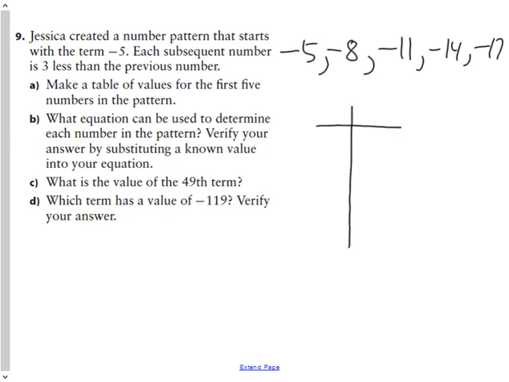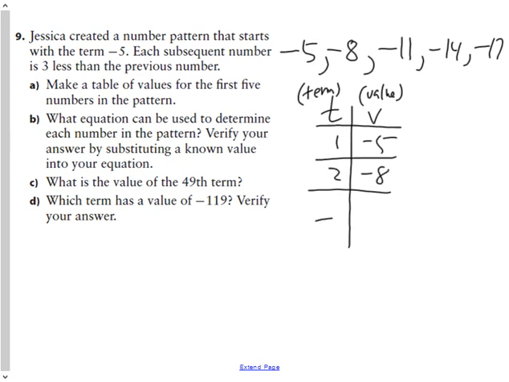So in my table, I'm going to put, just like the last one, T for term, and V for value. So the first term is -5, the second term is -8, the third term is -11, the fourth term is -14, and finally the fifth term is -17. What equation can be used for this?